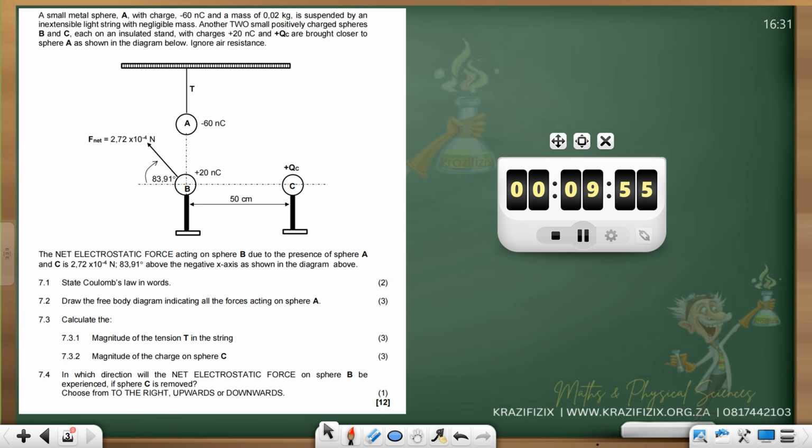Yes, Sarah? So what's the 83.91? It is the direction of the F net, measured from the negative x-axis. So it's the direction of the net. Yes. Okay. Thank you. All right.